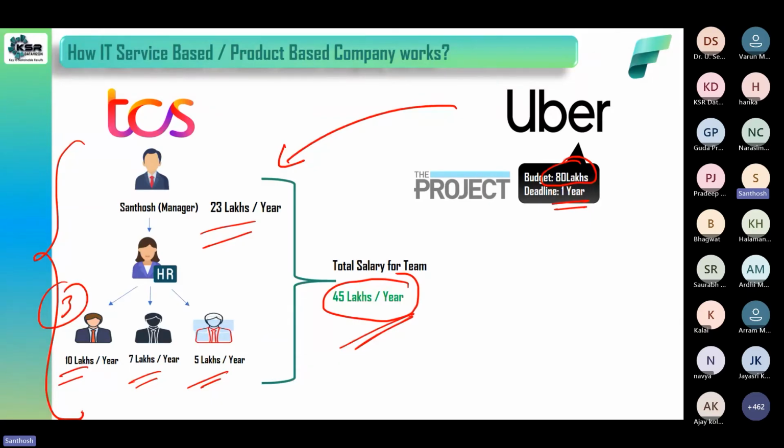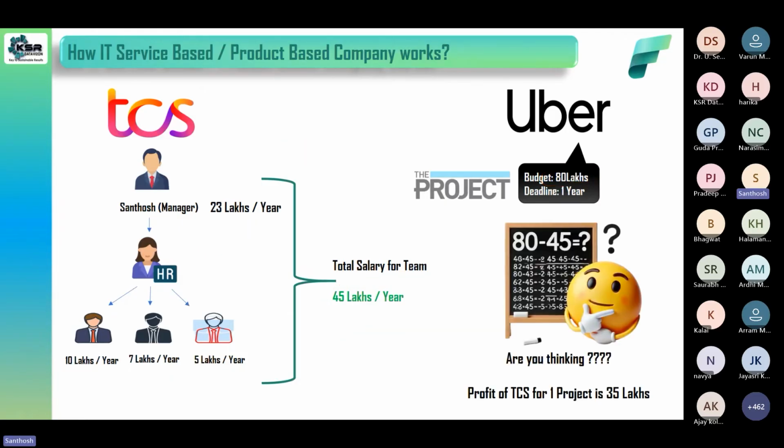If that is a question that you have in your mind, let me give you a clarification. Hey, Uber is paying 80 lakhs, yaar, for a 1 year project. And TCS has hired people with a very low salary: 23 lakhs for a manager, 10 lakhs for a lead, 7 lakhs for a developer, 5 lakhs for a junior, 45 lakhs. Now, are you thinking the profit of TCS is 35 lakhs?